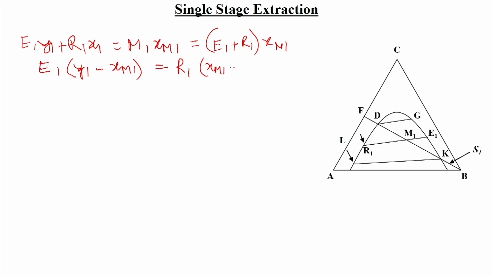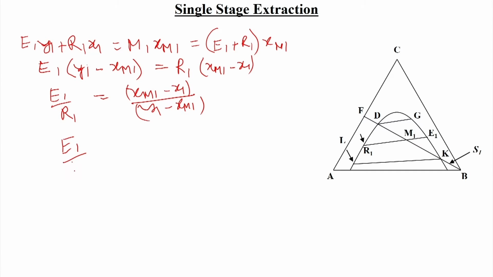(XM1 minus X1). So from here we get E1 by R1 is equal to (XM1 minus X1) divided by (Y1 minus XM1). Okay. Similarly, for E1 by M1 we get (XM1 minus X1) divided by (Y1 minus X1). So we get all these.